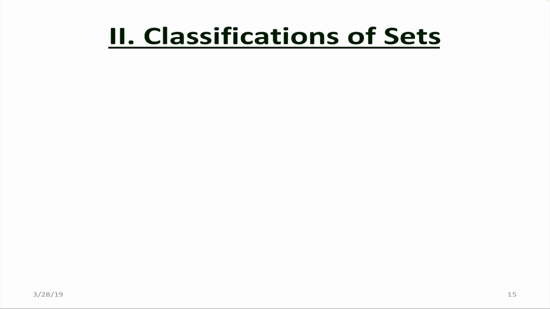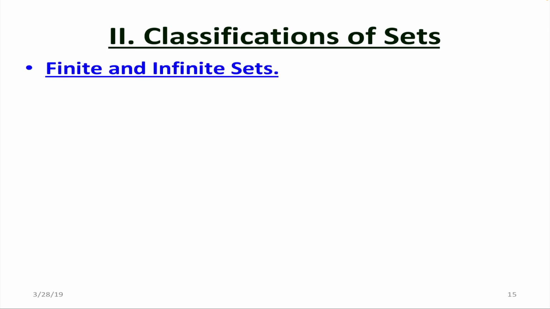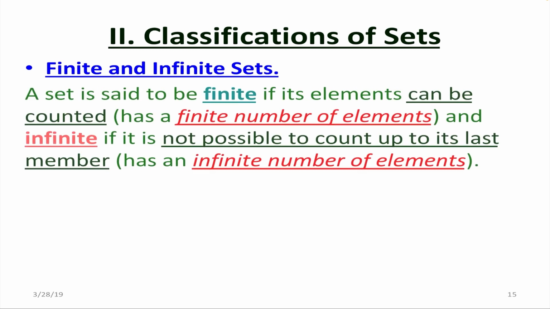Now, let's focus on classifications of sets. There are finite and infinite sets, so let's dive into this. A set is said to be finite if its elements can be counted, so it has a finite number of elements, and infinite if it's not possible to count up to its last element, so it has an infinite number of elements.